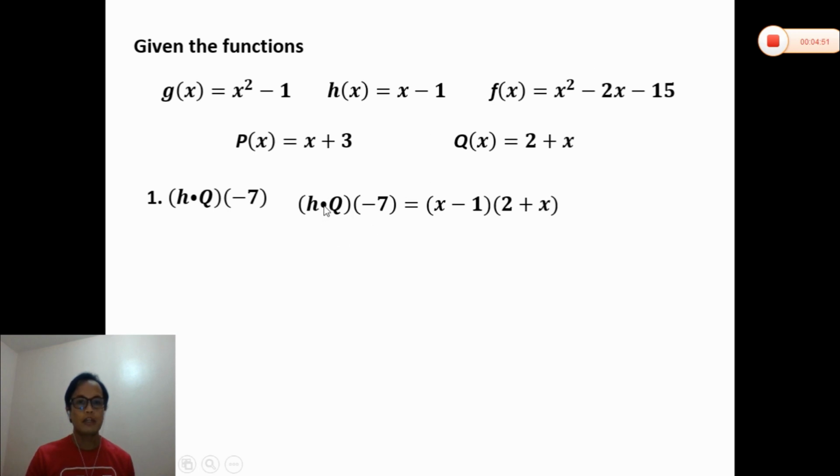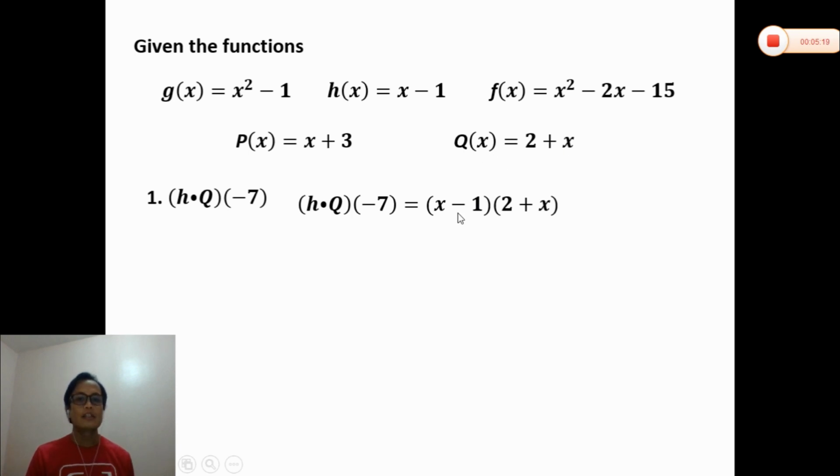This is multiplication. The period here means multiplication. So we have the function h, which is x minus 1. So you should always enclose your function with a parenthesis to indicate the multiplication operation. So we have here x minus 1, which is our h, and 2 plus x, which is our q.